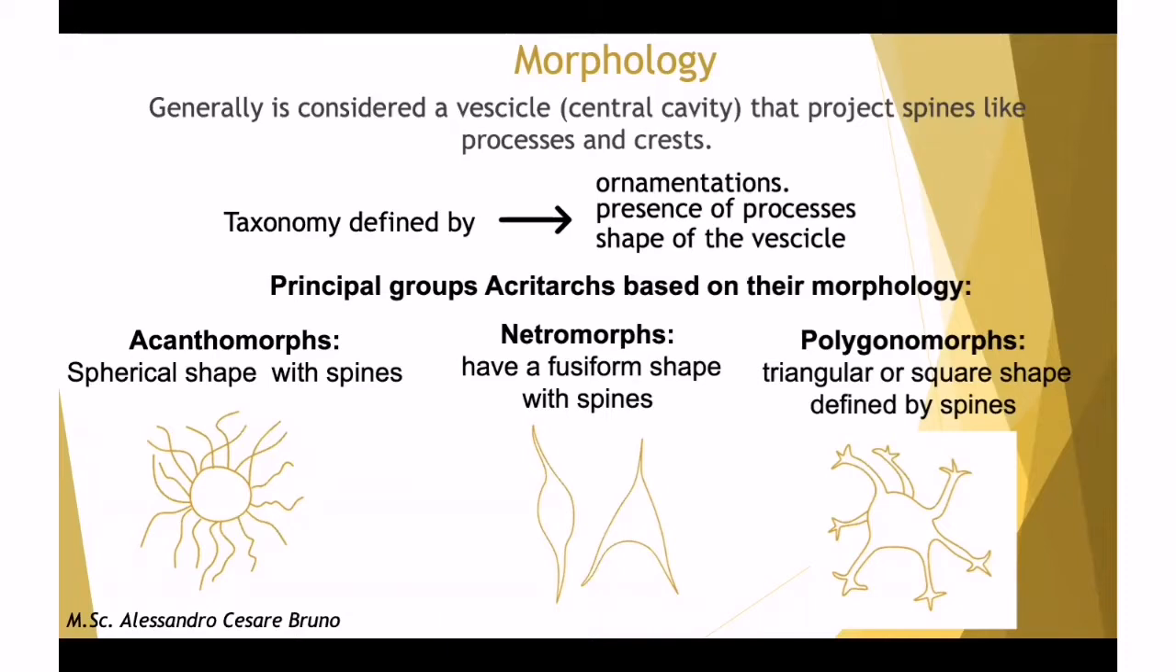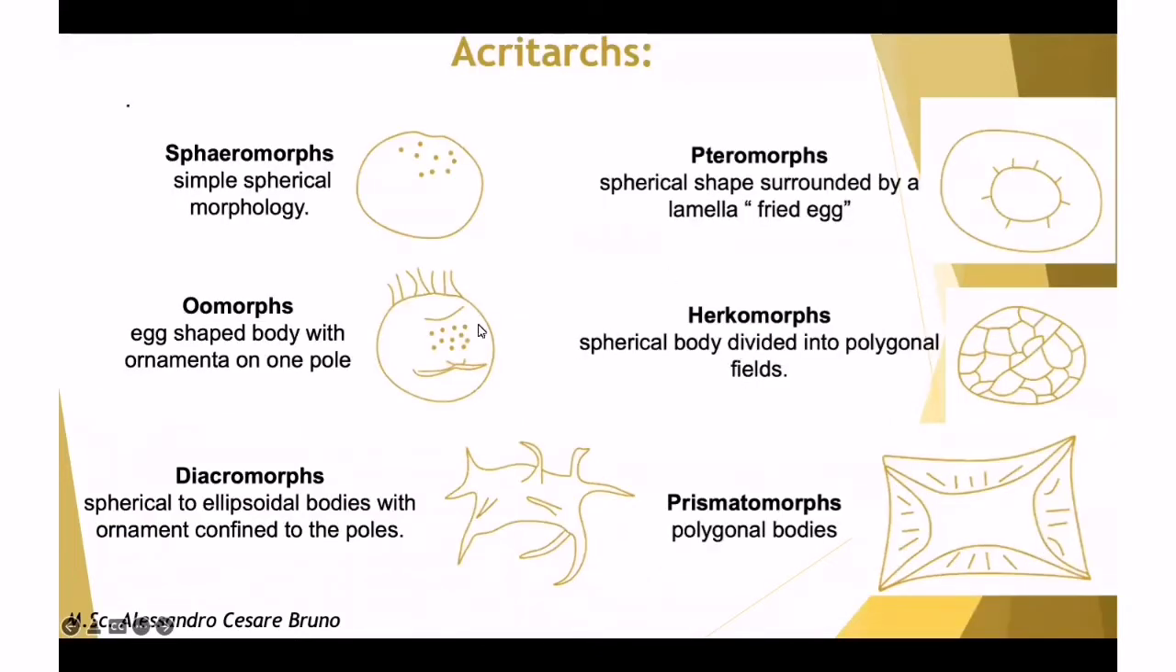And the principal groups of acritarchs are described and classified by their morphology. Here we can see the classification. For example, the group of acanthomorphs has a spherical shape with spines. The netromorphs principally yield spines. Polygonomorphs principally have a triangular or square shape defined by spines. And there are also other morphologies like sphaeromorphs and oomorphs that yield principally a spherical shape, and the herkomorphs. And there are also other acritarchs that have, for example, polygonal shapes. And these kinds of shapes are classified as prismatomorphs.